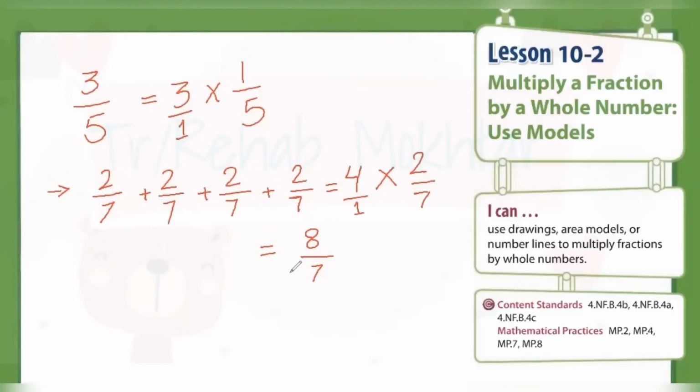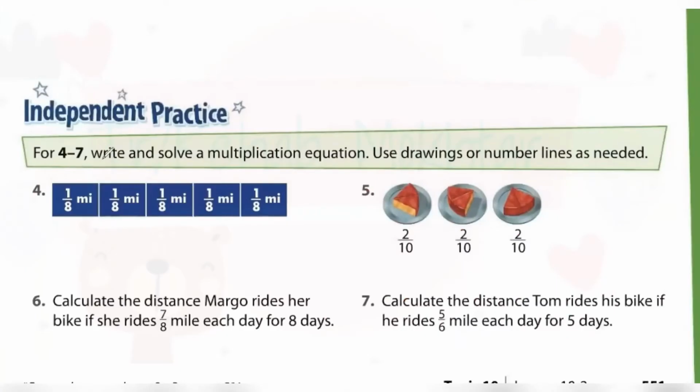Now I will check my fraction. This is called an improper fraction. I will convert it into a mixed number. How many 7s in 8? Only one 7 and the remainder is 1 out of 7. Let's start our lesson. Number 4. Write and solve a multiplication equation. Use drawings or number lines as needed.